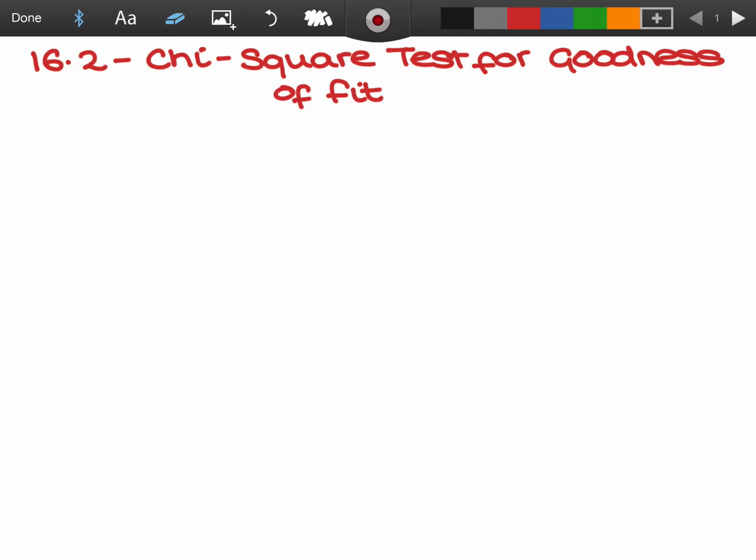So today we're going to look at chapter 16.2. This is like our last chapter that we're going to be looking at. It is something called the chi-square distribution. The chi-square distribution mainly looks at the difference between observed values and expected values.